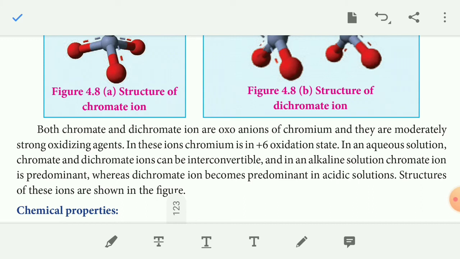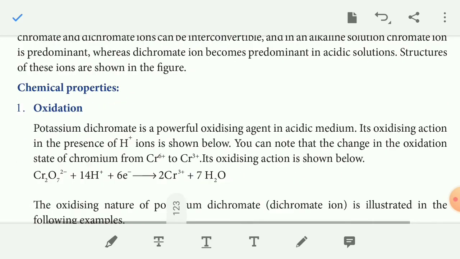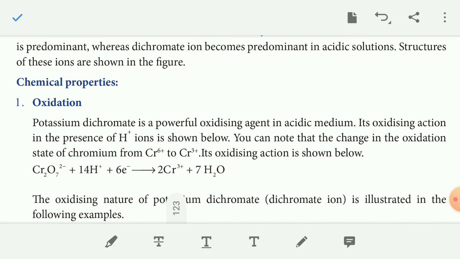In alkaline solution, the chromate ion is predominant. In acidic solution, the dichromate ion is predominant. Okay, then the next is the chemical properties. This is a very, very important chemical property.